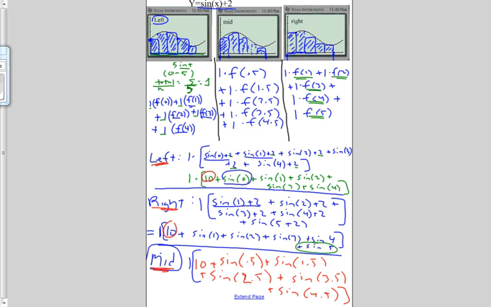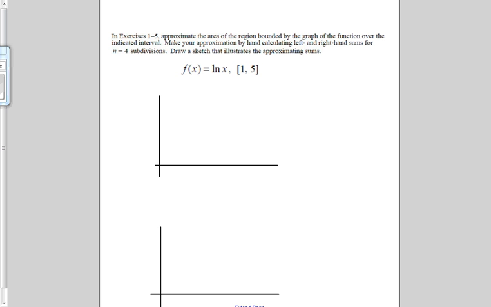So let's look at one more example, and then we're going to develop a calculator or computer program that can do this quickly for us. What we want to do is, given the function ln x, approximate the area underneath the curve from 1 to 5. So we're going to do 2 approximations, one left hand and one right hand. You know that ln x looks something like this, where it has the x-intercept at 1, and we're going to go up to 5. And so let's see, 2, 3, 4, 5.